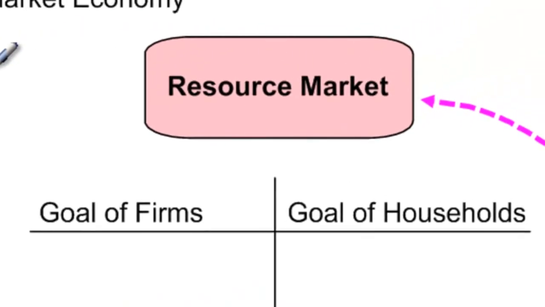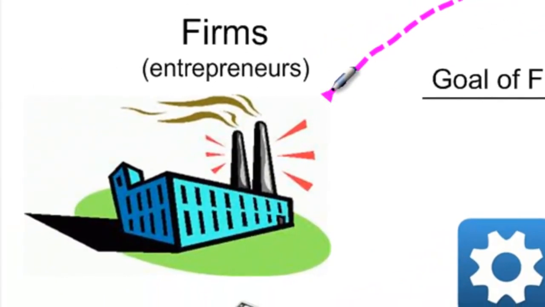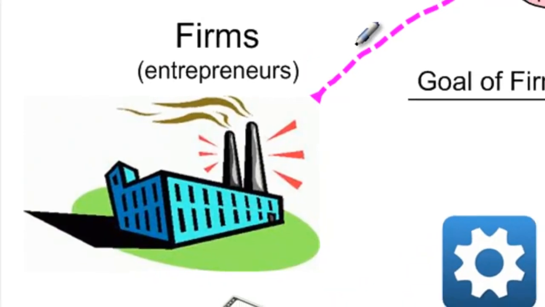So the resource market is where the entire circular flow begins. Firms are the buyers in a resource market. Firms buy resources, households sell resources, and the resources that are being bought and sold are land, labor, and capital. So in the circular flow, we should see resources flow from households to the resource market to firms so that they can be employed in the production of goods and services.